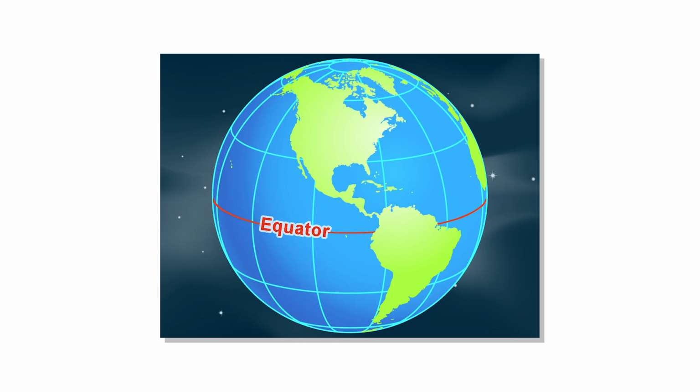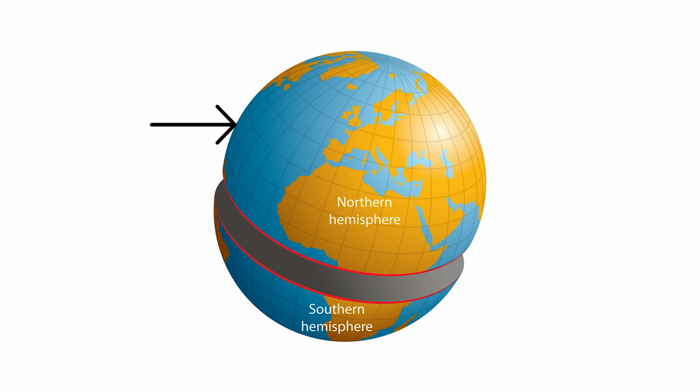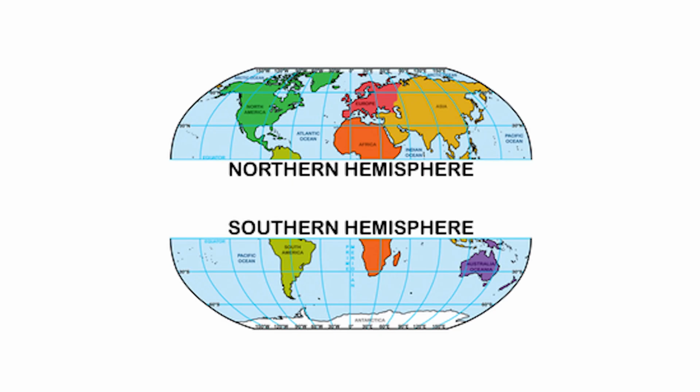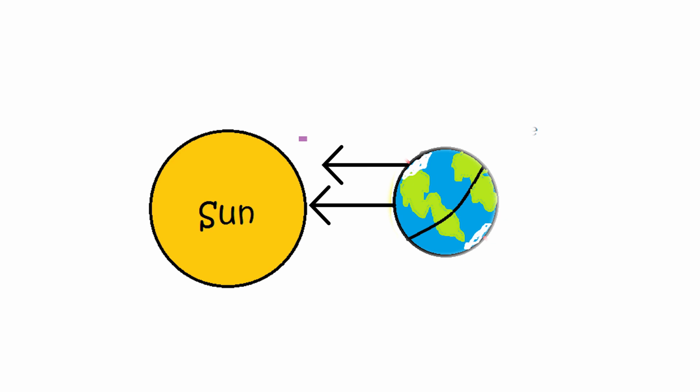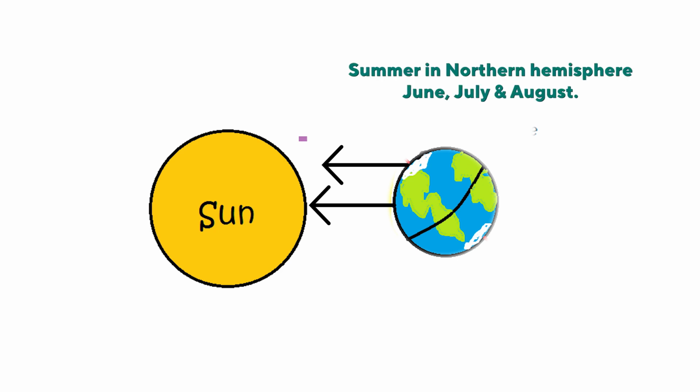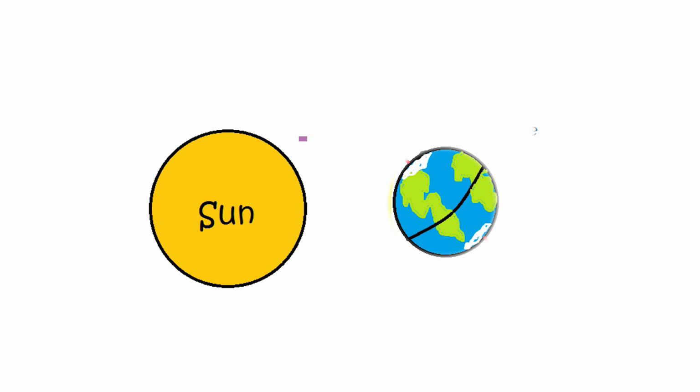The Earth is divided into two equal halves by an imaginary line called equator that passes right through the middle of the Earth. The upper half is called the northern hemisphere and the lower half is called the southern hemisphere. Around the months of June, the North Pole is tilted towards the sun. And so, the northern hemisphere gets more of the sun's direct rays. That is why in the months of June, July, and August, the northern hemisphere has summer. At the same time, the southern hemisphere points away from the sun, and they have winter.